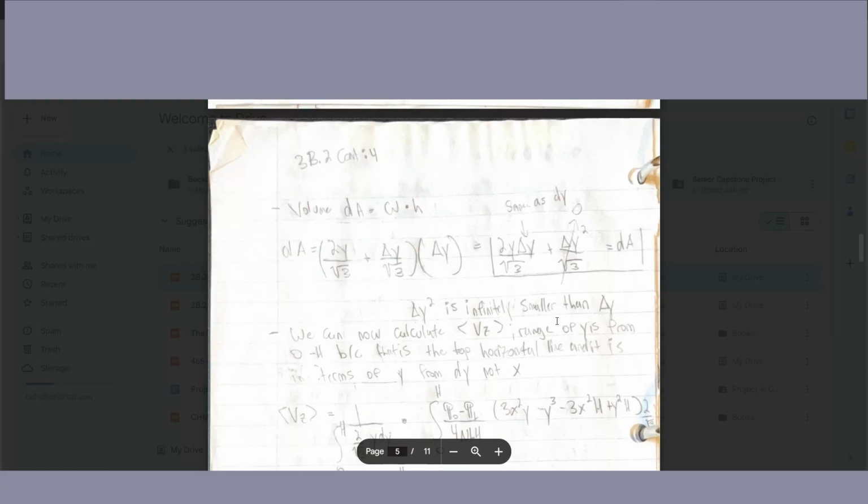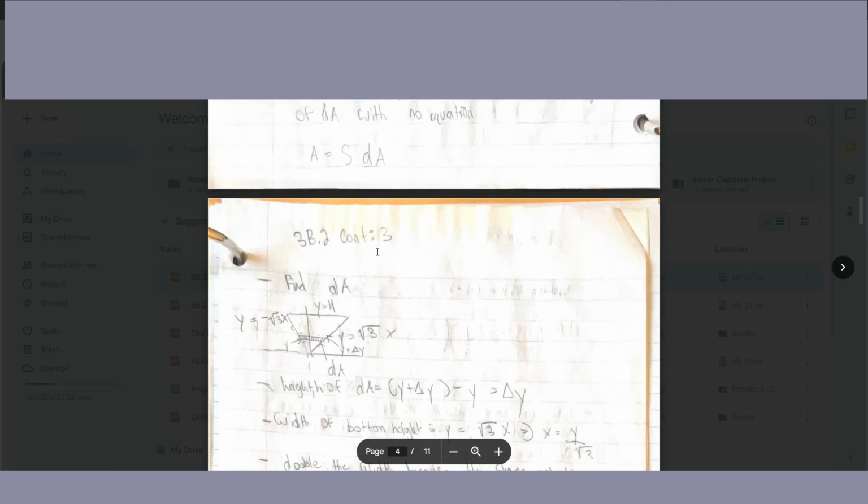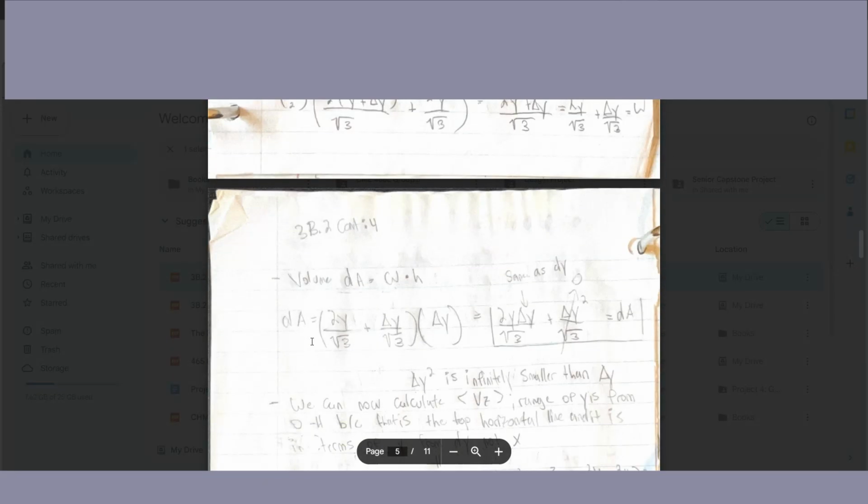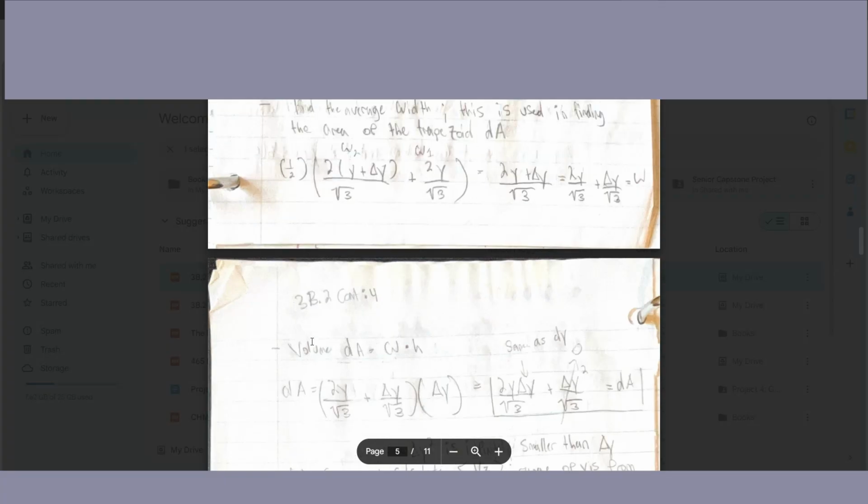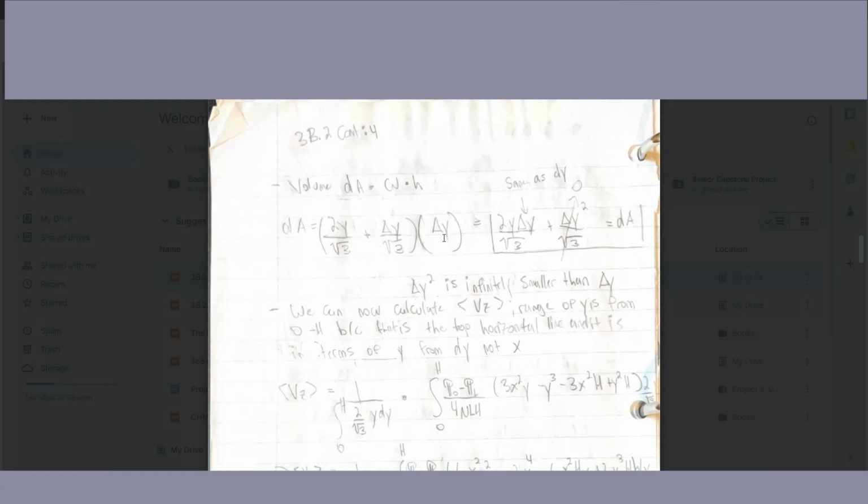So now you just multiply those. You multiply the height of the thing by the average width of the thing. So the height is delta y, and the average width is 2y over root 3 plus delta y over root 3. Oh yeah, so that makes sense why there's just one delta y. So you're multiplying those two together. Delta y is the same as dy.